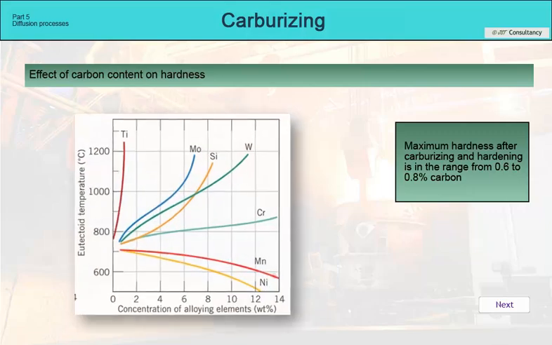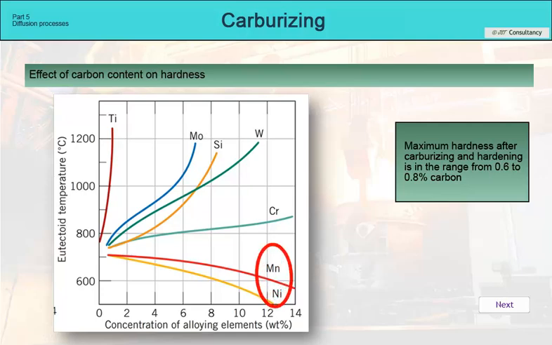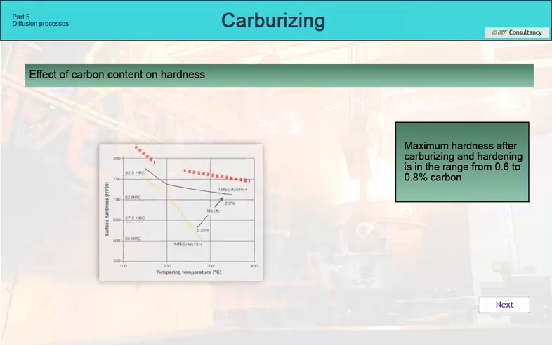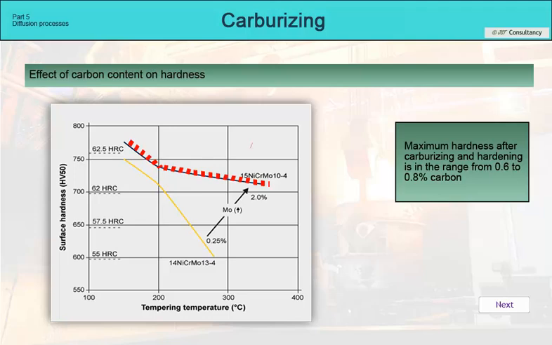At the same time, however, these elements affect the temperature of the eutectoid point. Nickel and manganese reduce it. Chromium, silicon, and molybdenum, on the other hand, increase it. But molybdenum in steel has another effect. The picture shows that this element stabilizes the hardness after carburizing and tempering.